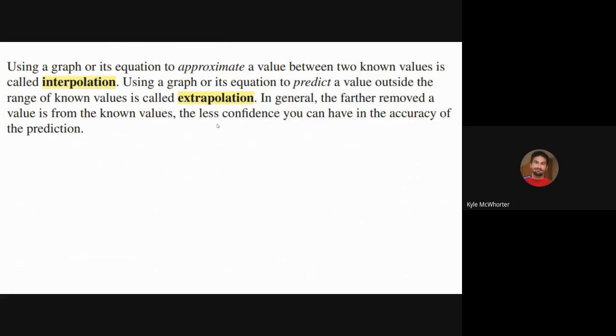All right, so now using a graph or equation to approximate a value between two known values is called interpolation. Using a graph or its equation to predict a value outside the range of known values is called extrapolation. And in general, the farther removed a value is from the known values, or the further away you're extrapolating, the less confidence you have in the accuracy of the prediction. So let me give you an idea of what that means.